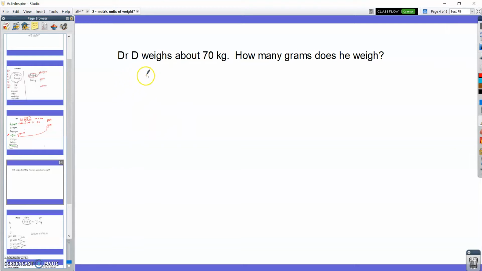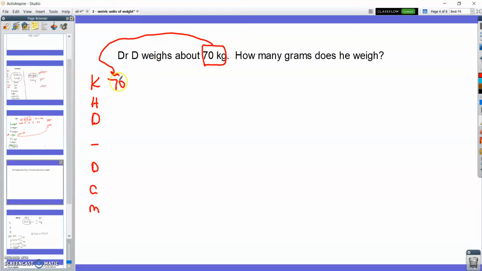So we're going to convert this the same way we did with distances, right? We're going to use King Henry. King Henry died, base, drinking, chocolate, milk. And look what we know. So I'm given the kilograms. I weigh about 70 kilograms. So that goes here.